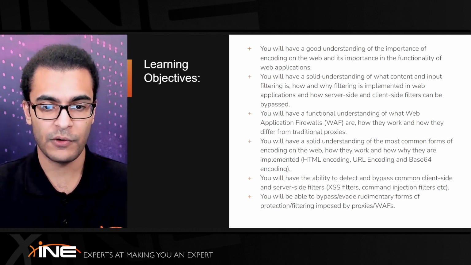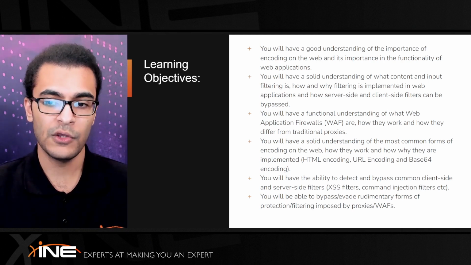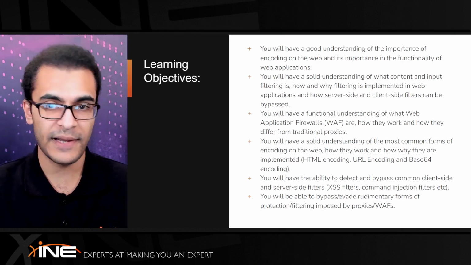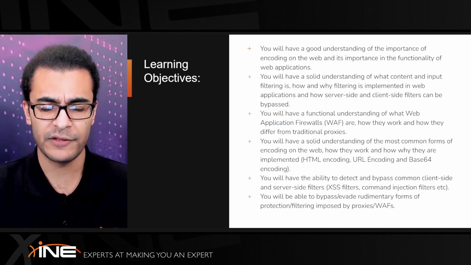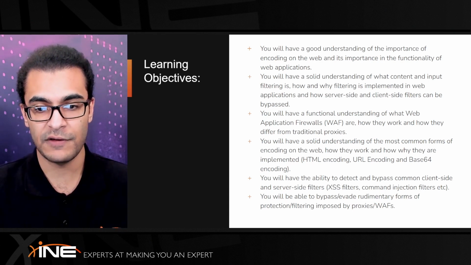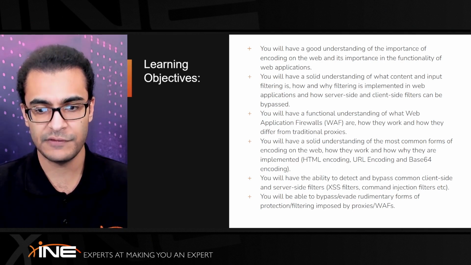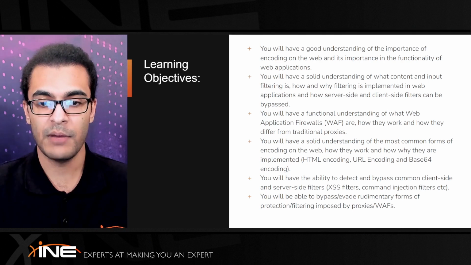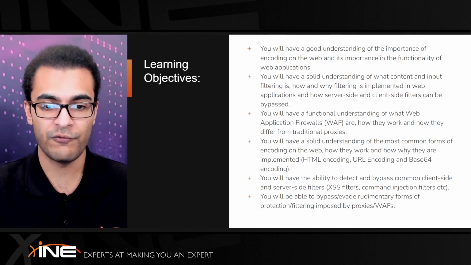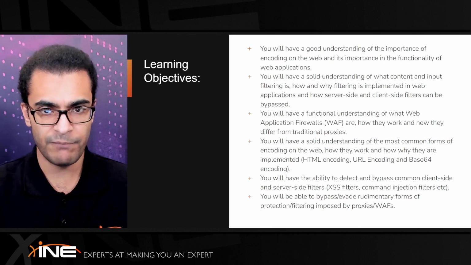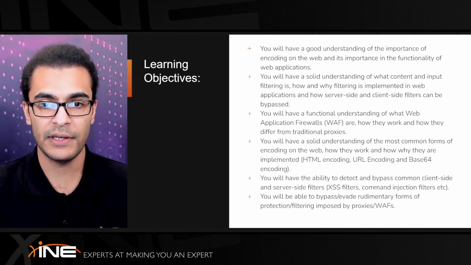So specifically talking about HTML encoding, URL encoding, and of course base64 encoding. You'll have the ability to detect and bypass common client-side and server-side filters. So think of cross-site scripting filters, command injection filters, etc. And you'll also be able to bypass or evade rudimentary forms of protection or filtering imposed by proxies or web application firewalls. So as you can see, they're clearly outlined.